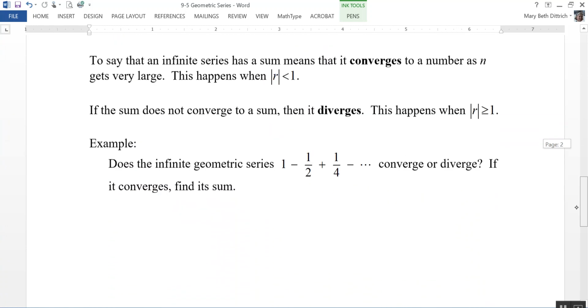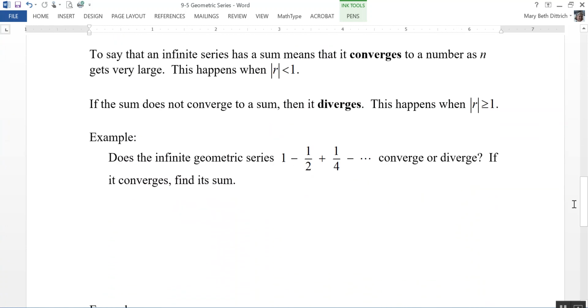To say that an infinite series has a sum means that it converges to a number as n gets very large. In other words, it heads towards a specific value as n becomes a very large number. This happens when the absolute value of your common ratio is less than 1, in other words, when your common ratio is a fraction. If the series does not converge to a sum, then we say it diverges. This happens when the absolute value of your common ratio is greater than or equal to 1.